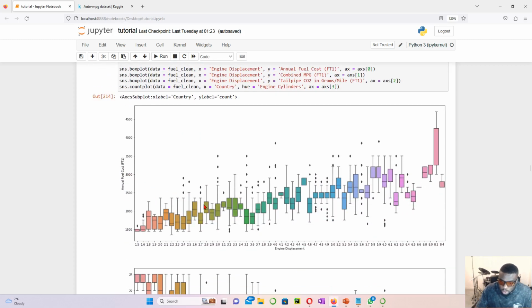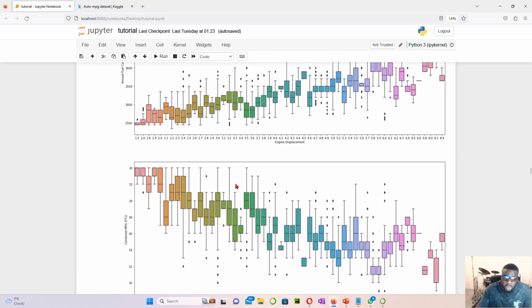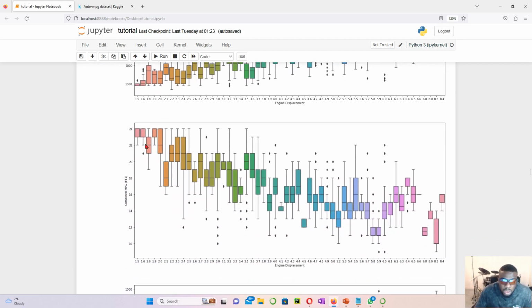Again, just some pretty pictures looking at the relationships between some of the features. As you can see, cars lower on the engine displacement generally have lower fuel costs. Cars higher, there's a positive relationship between the annual fuel cost and the engine displacement, and there's a negative correlation between the combined MPG and engine displacement.